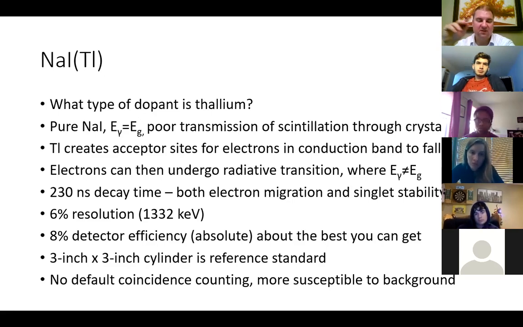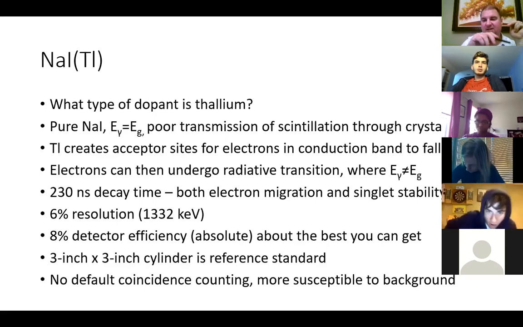Overall, within the crystal, there's about a 230 nanosecond decay time. This incorporates both the electron getting excited into the conduction band, moving somewhere in the conduction band to where it finds a local acceptor level, and the lifetime of that singlet level where that electron then decays back to the valence band and emits that fluorescent photon.